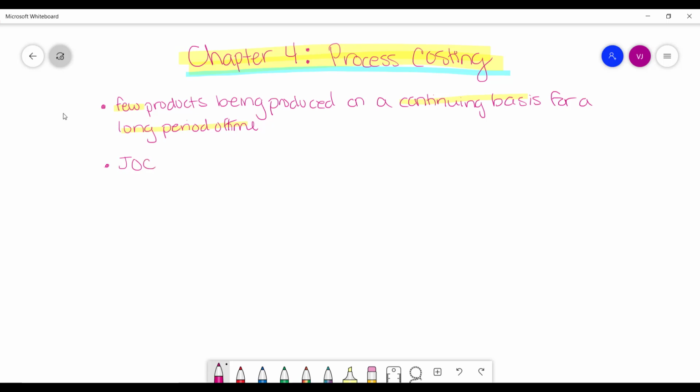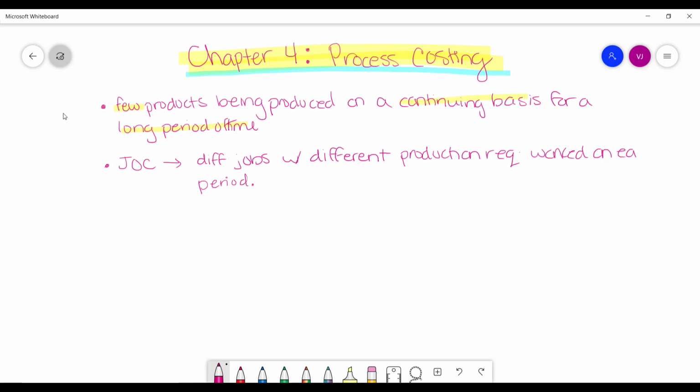Job order costing, and I'll just shorten that as JOC, on the other hand, is used when many different jobs with different production requirements are being worked on each period. So remember, with a job, each job is unique. In job order costing, we accumulate costs per job based on the costs that are needed to produce the specific units to their specifications for that particular job.